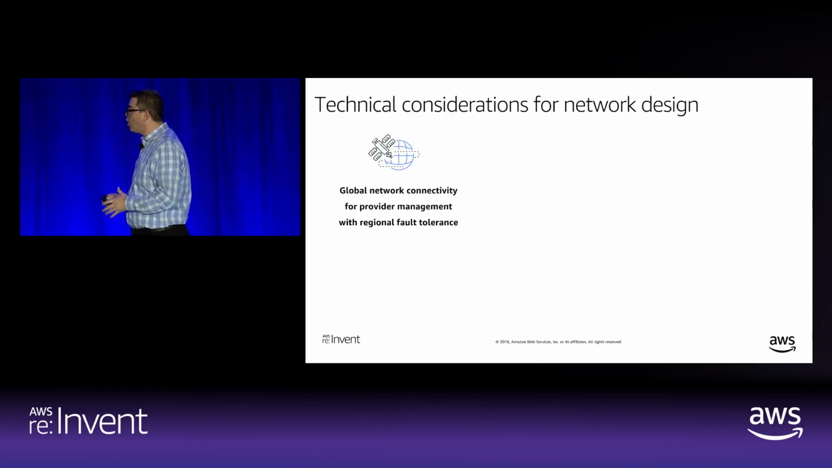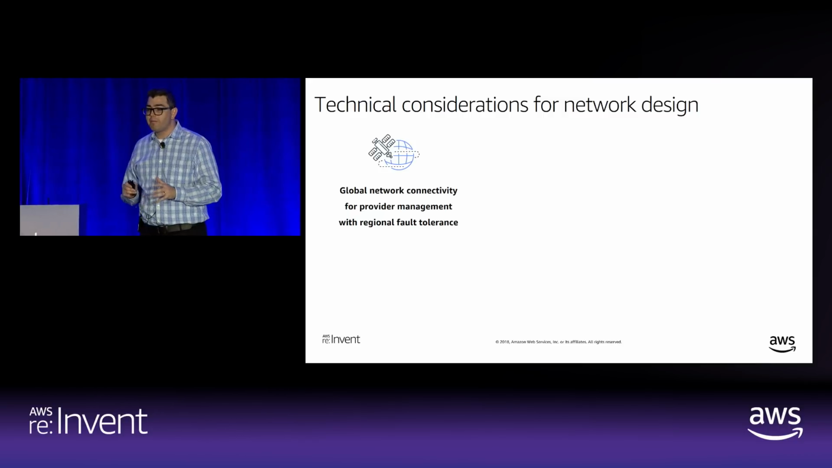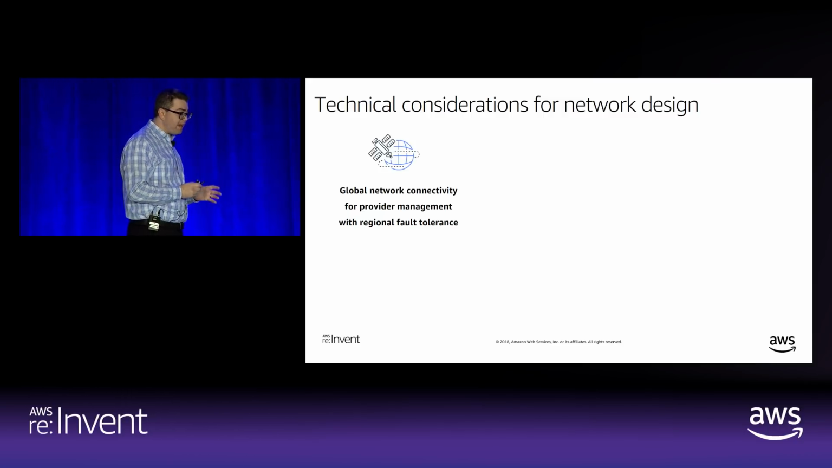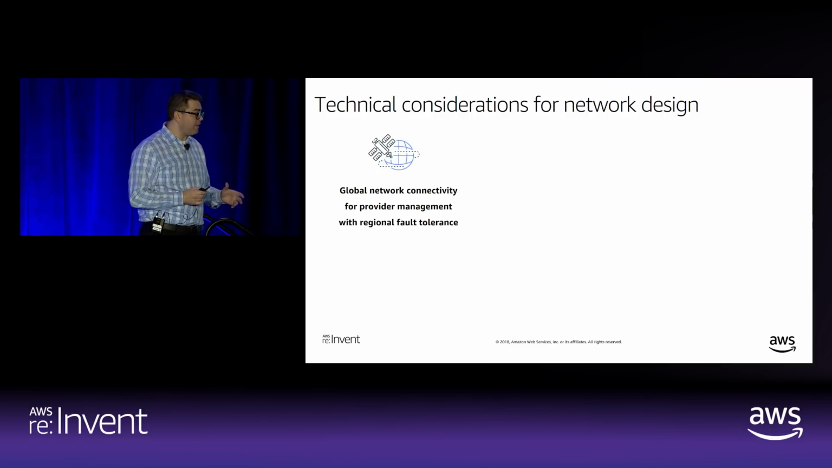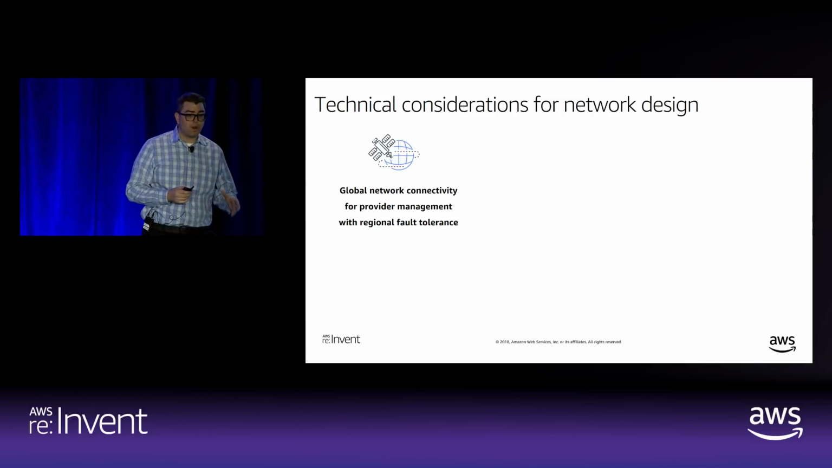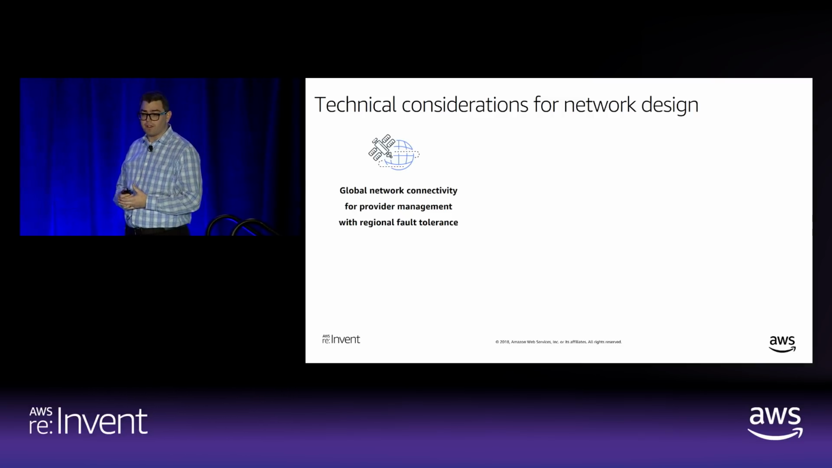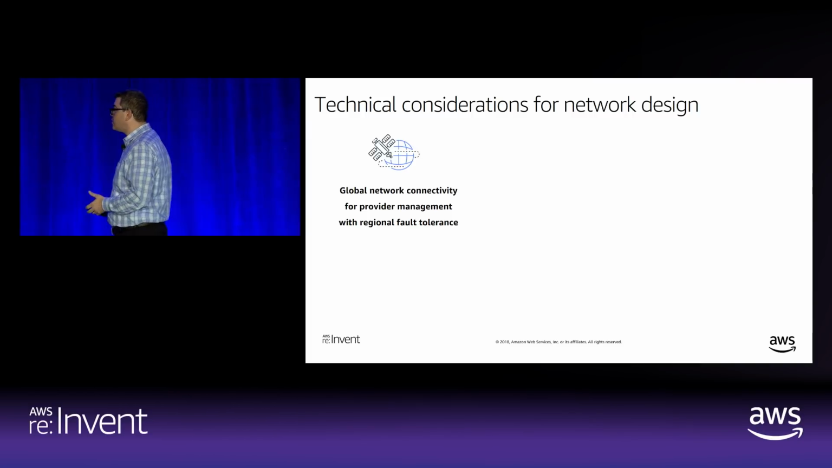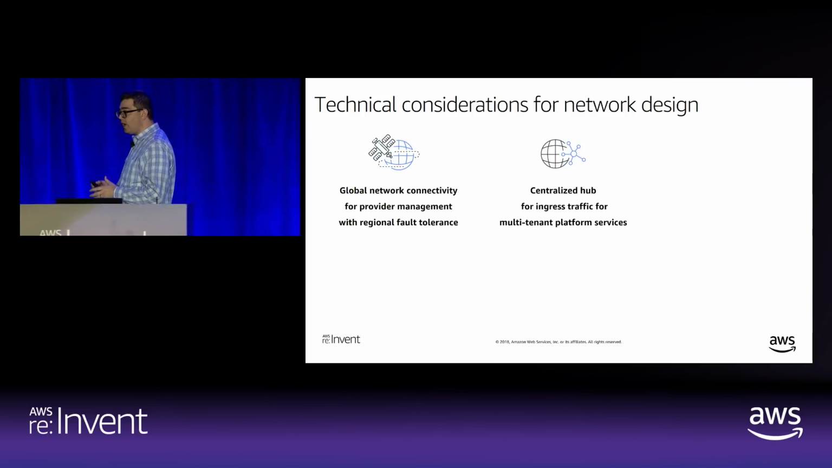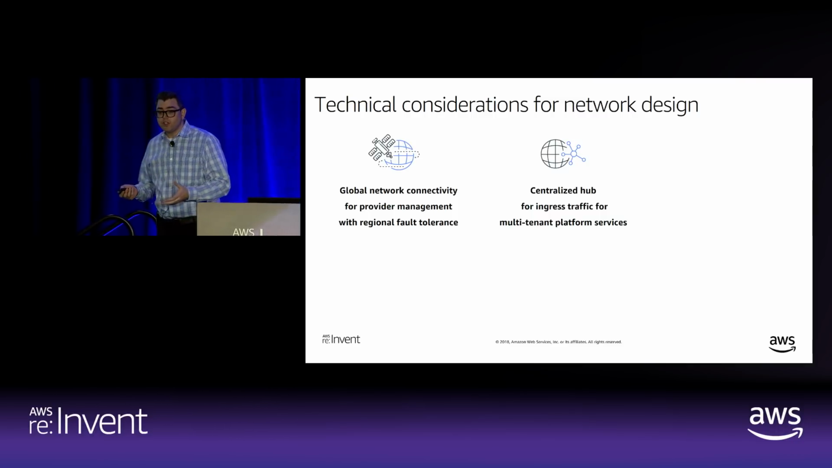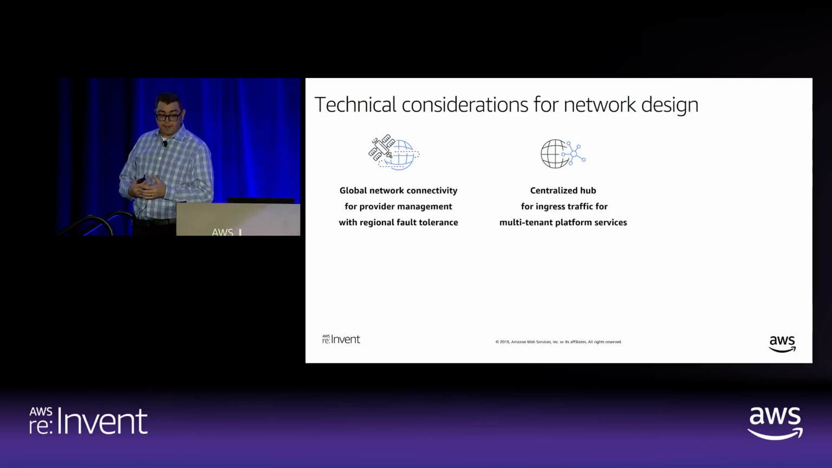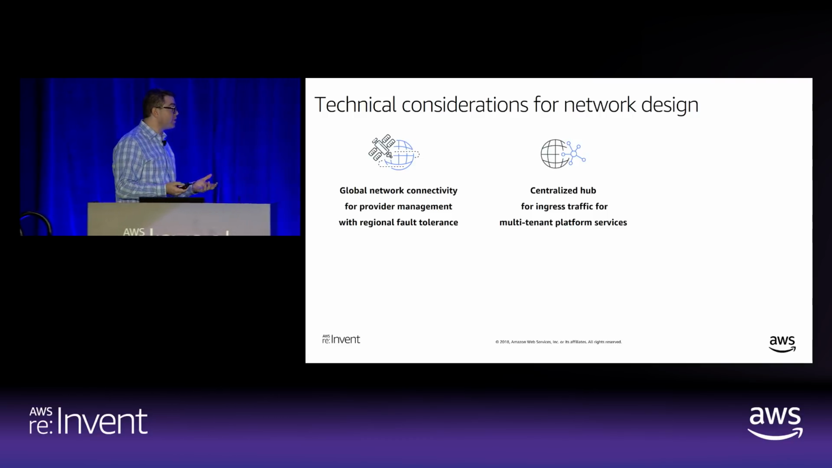So you would want a global network connectivity to manage this wide array, from a provider perspective for you to manage them, but you would also want regional fault tolerance. The reason why this matters is because in AWS, when one region goes down, there's no catastrophic failure resulting in another region to go down. So you need regional isolation. You need a centralized hub, potentially, for ingress traffic so that you can gate who's doing what and ensure that when that traffic is going in, that would be regionalized, obviously.